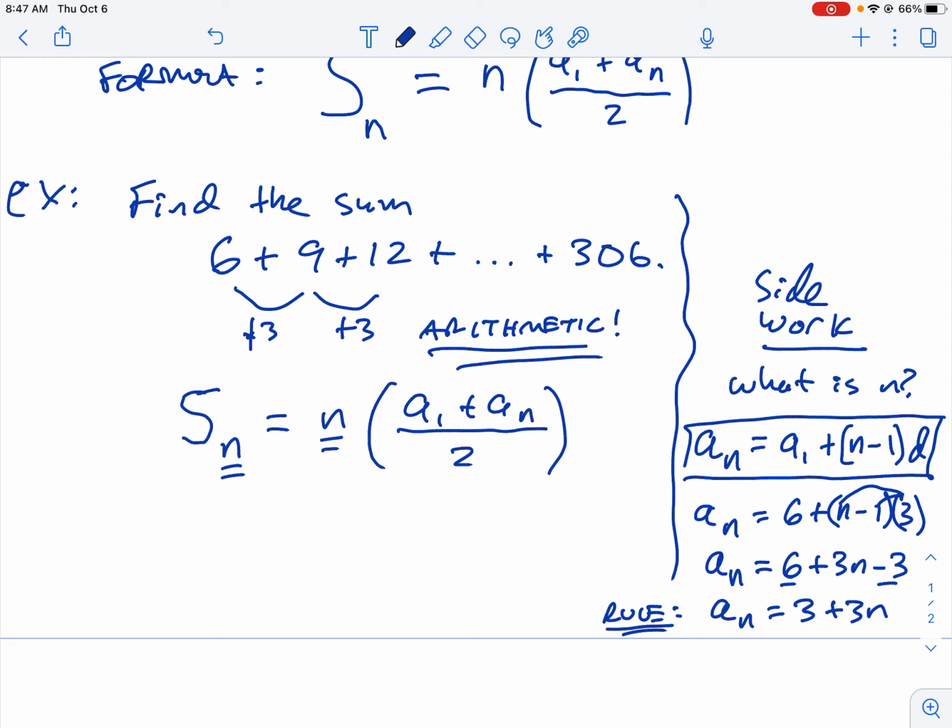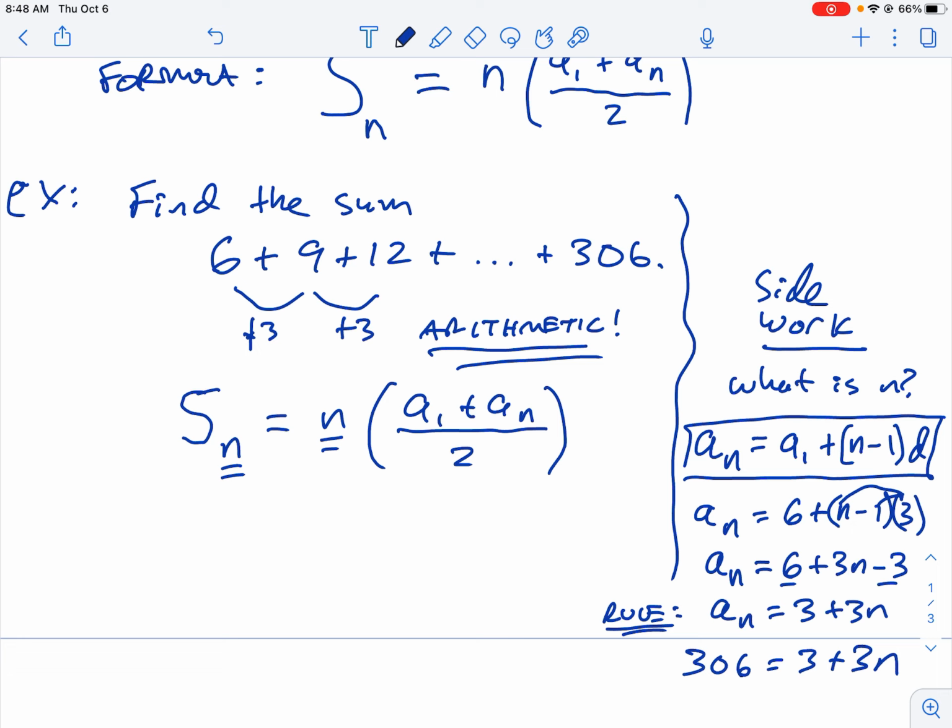Okay? This rule tells us any term we want and vice versa. If I know the term, I can figure out which term it is. Okay? So for example, I can set it equal to 306 to figure out which term this is. Maybe it's the 80th term, maybe it's the 100th term, I don't know yet. But if I make this equal to 306, and then solve for n, we can figure out what n has to be.